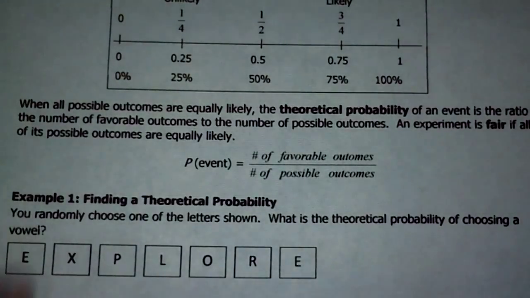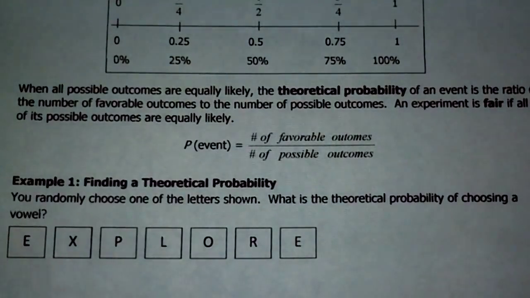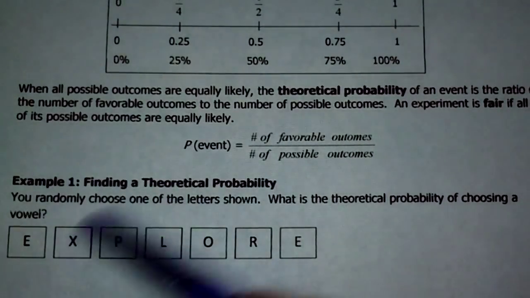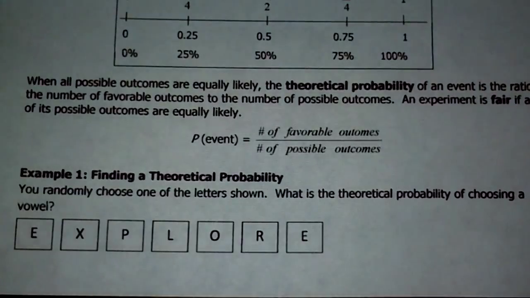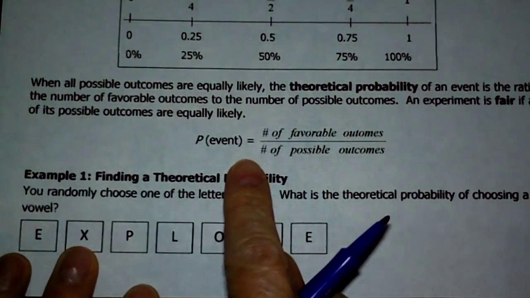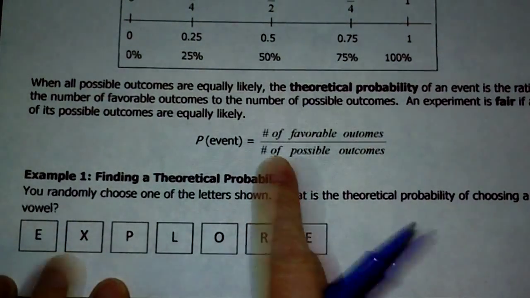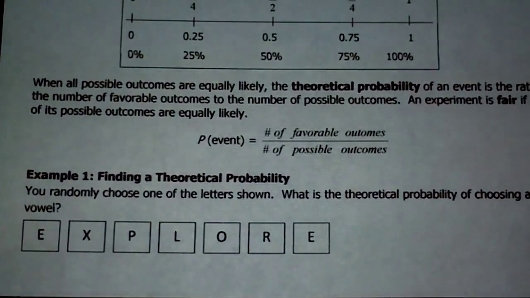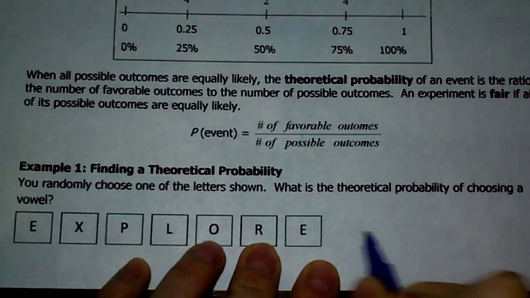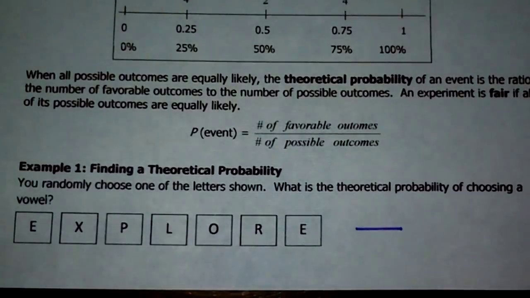We actually get to write something down now. So if you have a pencil handy, you need it. Finding a theoretical probability. You randomly choose one of the letters shown in this word, explore. I want to know what the theoretical probability of choosing a vowel is. So the formula for theoretical probability here is the number of favorable outcomes over the number of possible outcomes. So I know I'm going to have a little fraction here. I'm going to draw my bar. Okay, so theoretical probability of choosing a vowel.